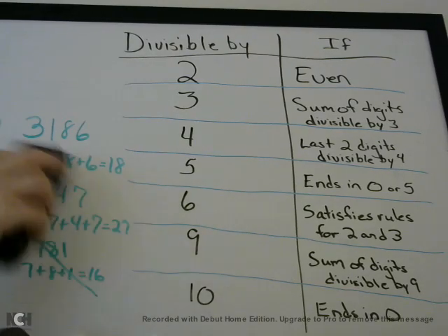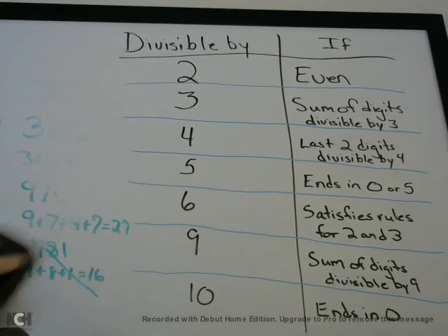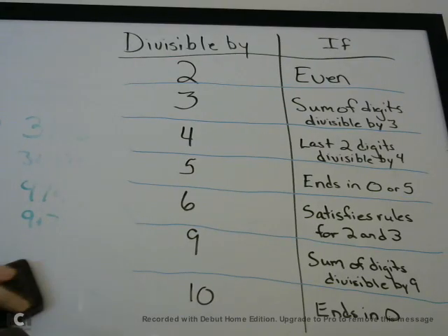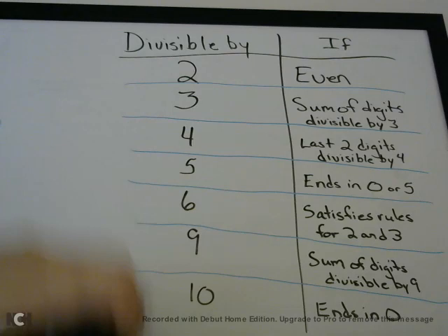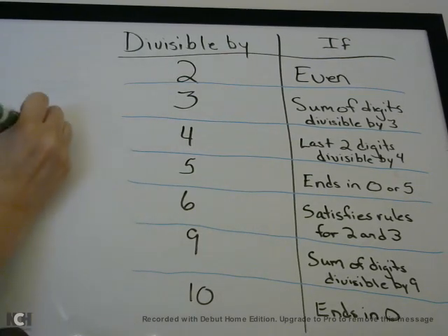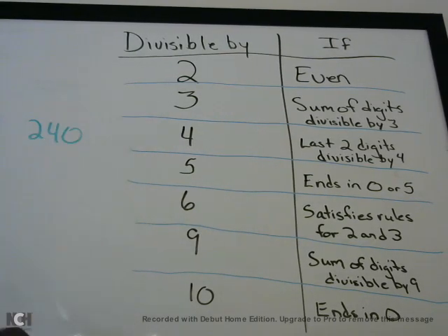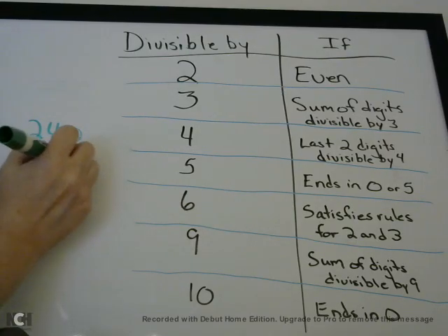And the last one is 10, and 10 is easy, just like 5, where if it ends in a 0, it's divisible by 10. So any number that ends in a 0 is divisible by 10. It doesn't matter how large it might be.